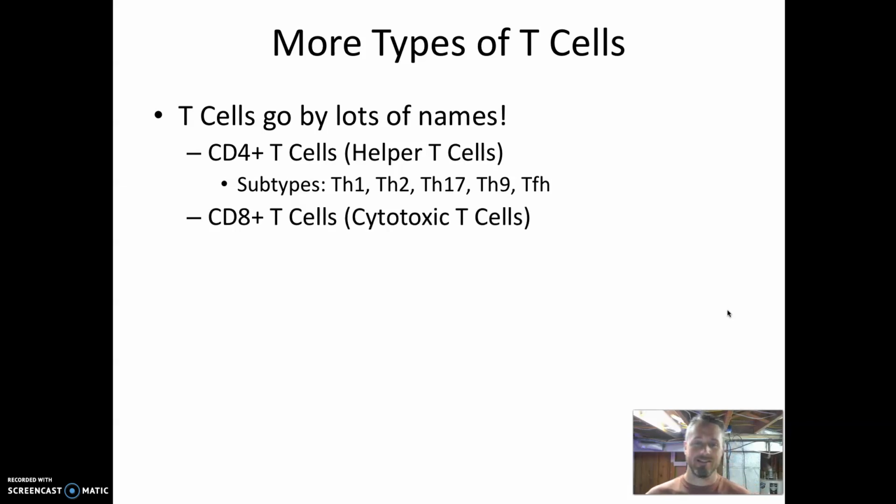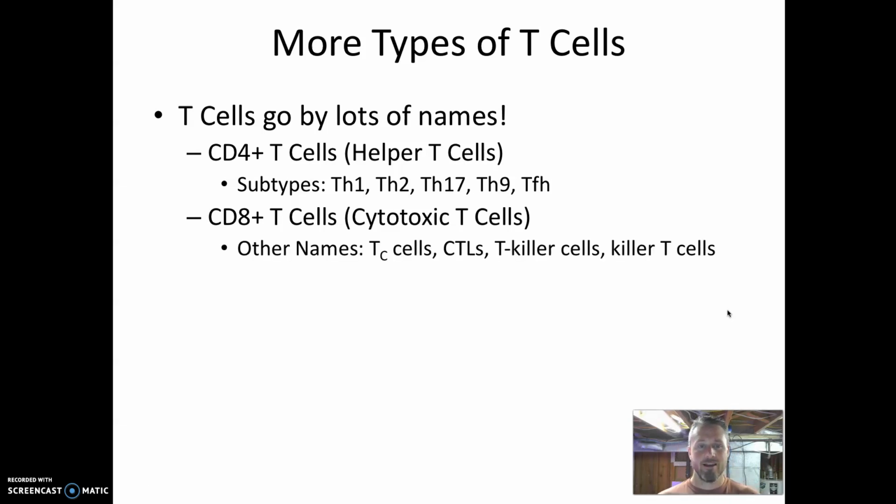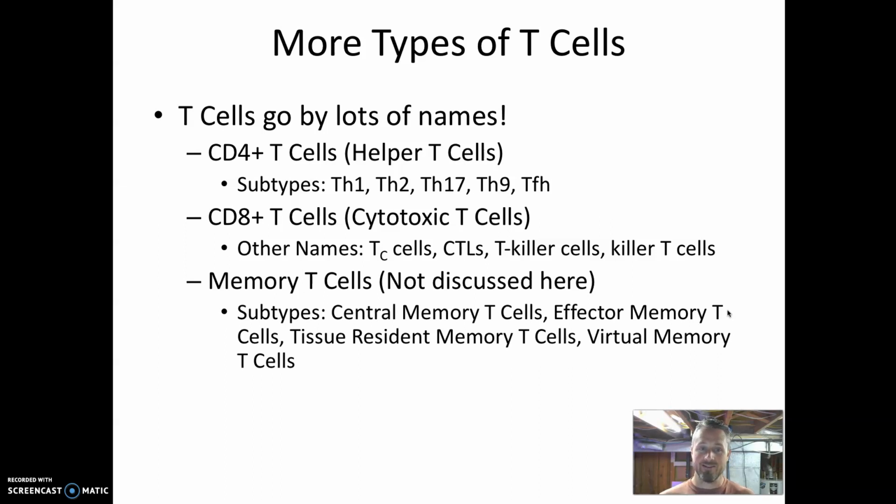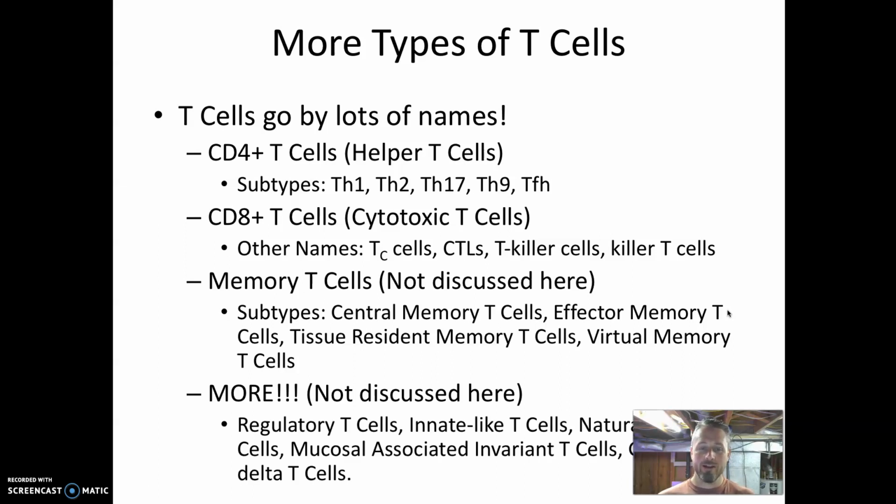There are also CD8 plus T cells. These are the cytotoxic T cells. Again, they go by other names. We're just going to call them cytotoxic T cells. There are also all sorts of other T cells. There are memory T cells that we're not discussing in this class. There are subtypes of memory T cells that, again, we're not discussing in this class. There are even more types of T cells, regulatory T cells, innate-like T cells, etc., etc., etc. We're not discussing those in this class either. I just want to point out this complexity so that you're not overwhelmed if you see those names. Let's focus on helper T cells and cytotoxic T cells.